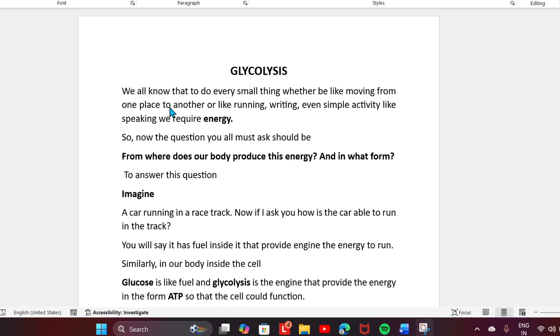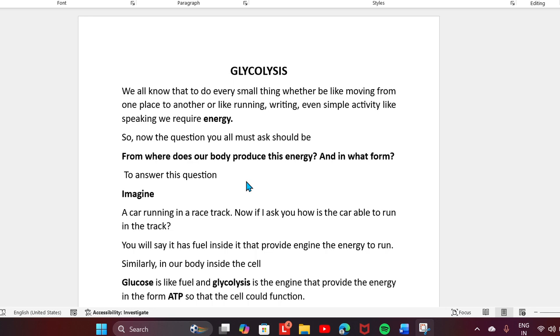In today's lecture, we'll start with the topic glycolysis. We all know that to do every small thing, whether it be moving from one place to another, running, or simply speaking or writing, we require energy. But the question is, from where does our body produce this energy and in what form?